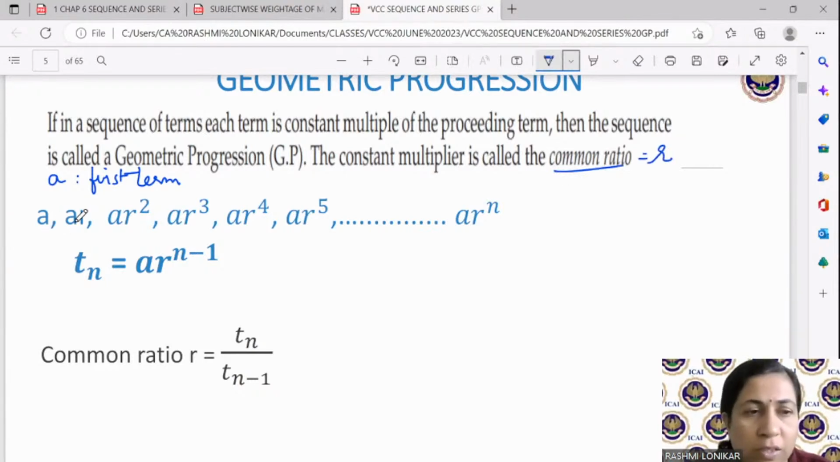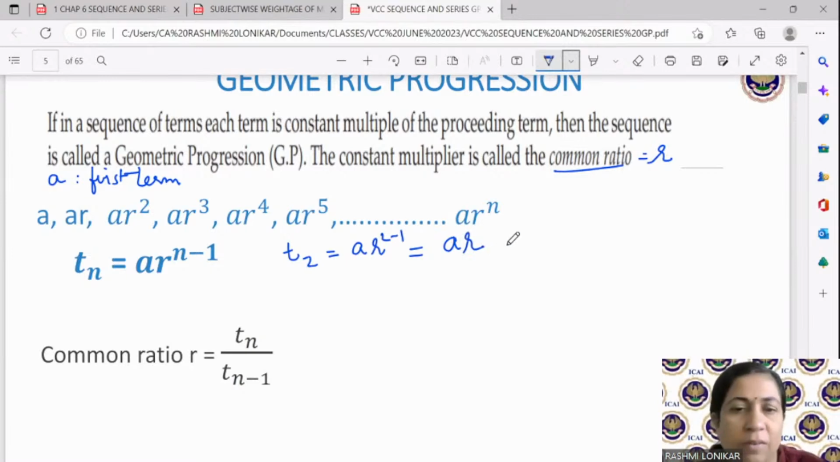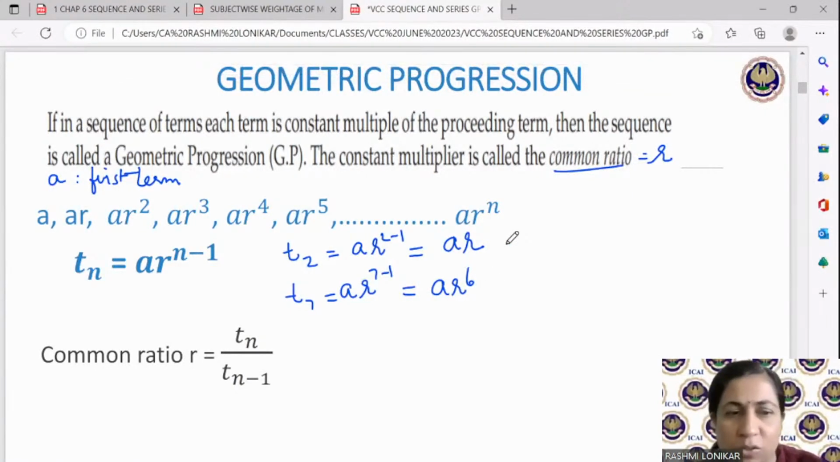So it is A, AR, AR square, AR cube, AR raised to 4, and so on. So the nth term is given by AR raised to n minus 1. What does this mean? Suppose I have n as 2. What will be the second term? T2 means the second term. It will be equal to AR raised to 2 minus 1, which is equal to AR. T7 will be equal to AR raised to 7 minus 1, which is equal to AR raised to 6. So if I want to find the seventh term, I just write AR raised to 6.